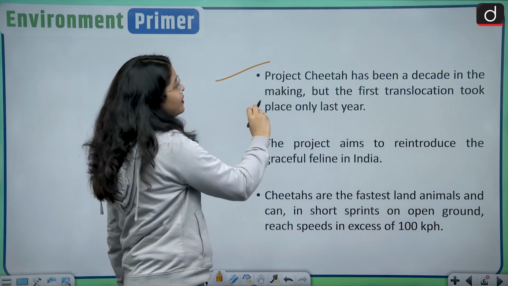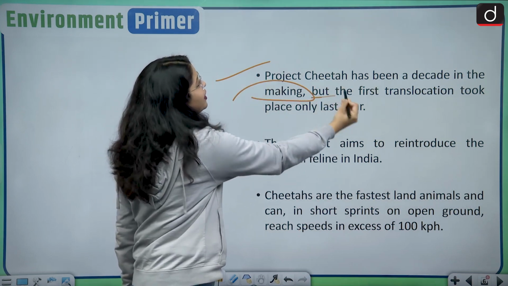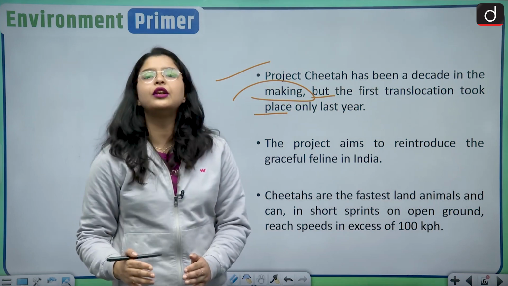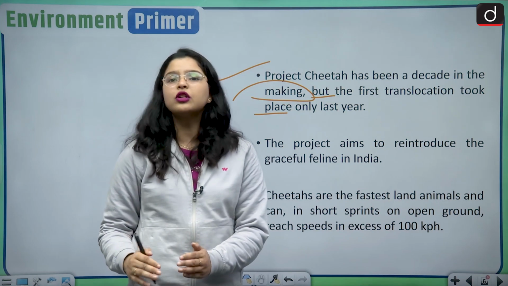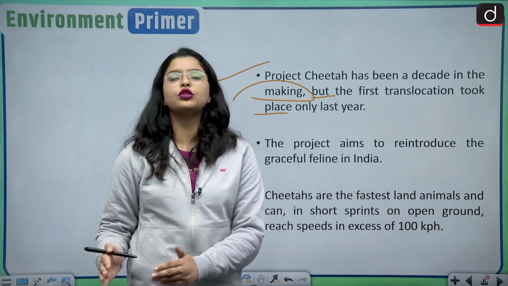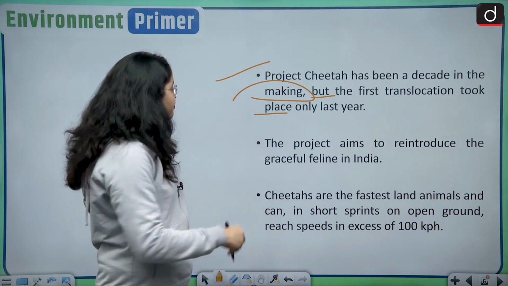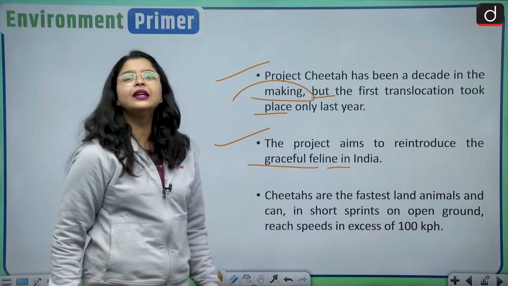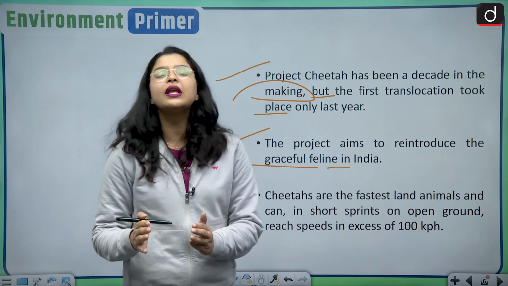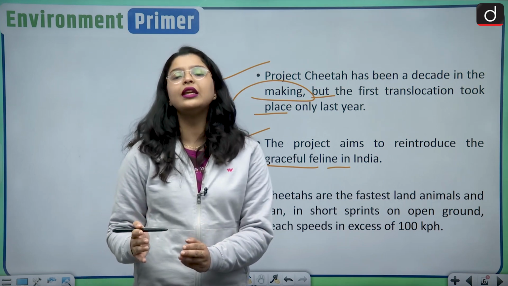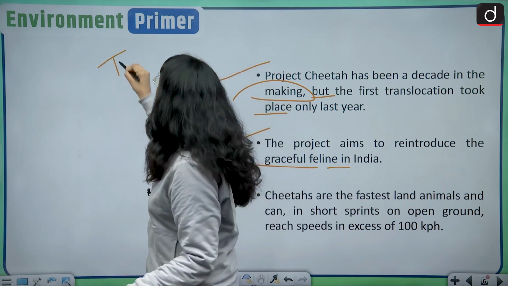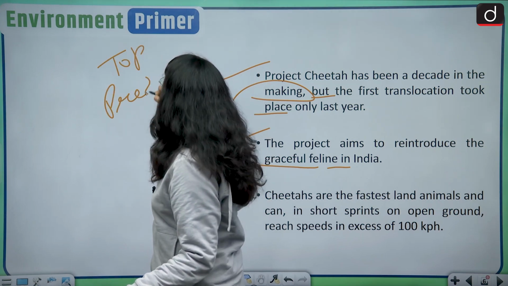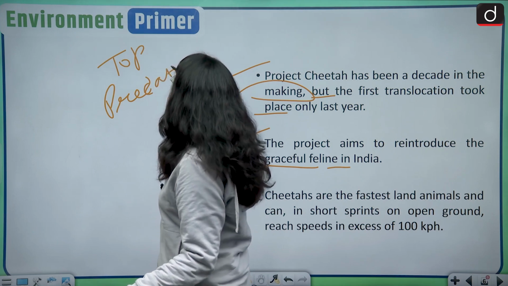Project Cheetah has been a decade in the making, but the first translocation took place only in the year 2022, and I have informed you why. Because the Supreme Court was against the reintroduction of the Project Cheetah. The project aims to reintroduce the graceful feline in India because cheetahs play a very important role in the ecosystem. They are the top predators in the food web.